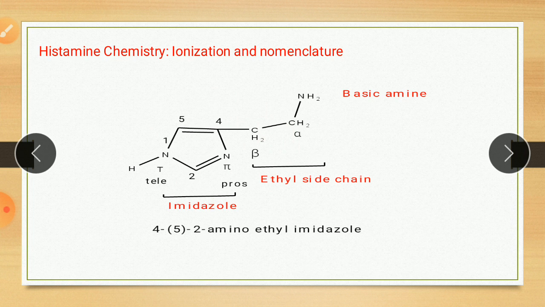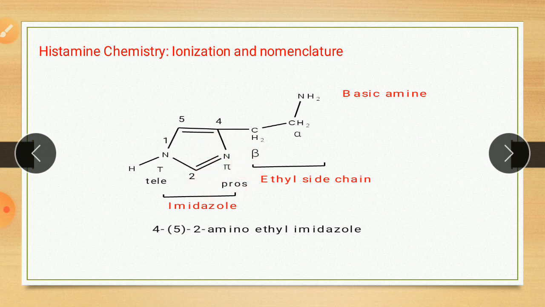The imidazole nitrogen at position 3. So here there are two nitrogens, as in the case of imidazole there are two nitrogens, this one and this one, and in total there are 3 nitrogens including the side chain nitrogen. So the imidazole ring contains 2 nitrogens. The nitrogen at position 3 is designated as pros nitrogen, denoted by the pi sign. So the nitrogen at the third position, when there is a double bond, is called pros nitrogen, designated as pi sign.